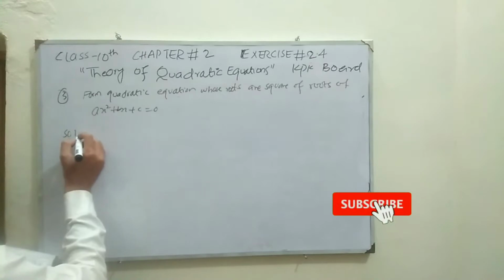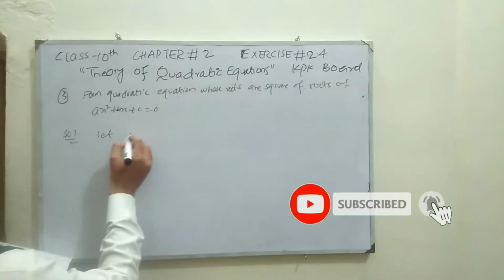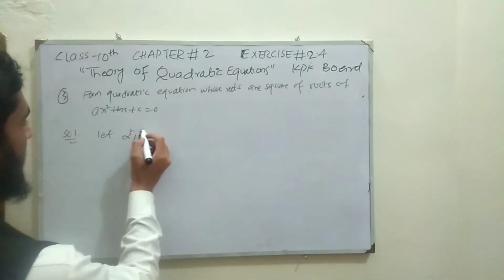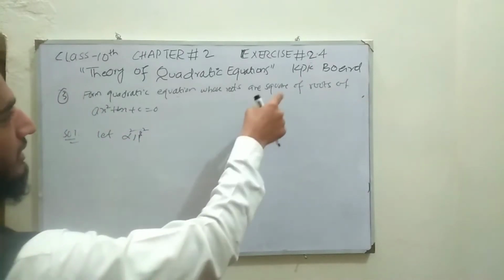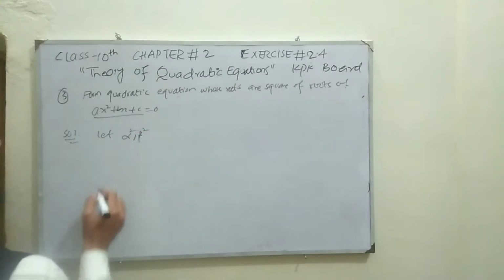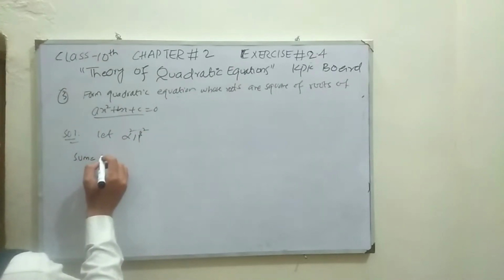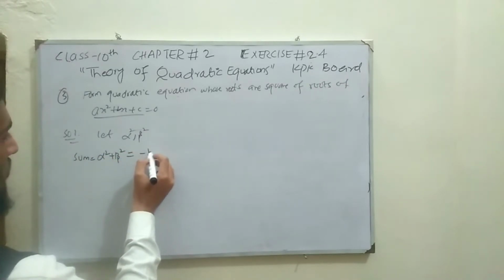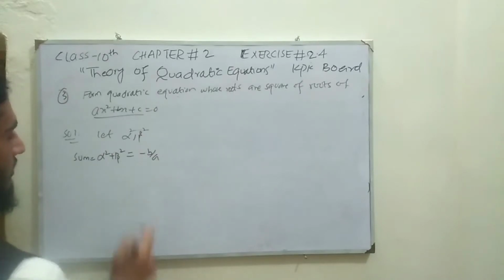Solution. Let the roots be alpha and beta. That tells us that the roots are the squares, so alpha square and beta square. Form a quadratic equation whose roots are the square of the roots of this equation. So the sum of roots is alpha square plus beta square, and the sum of roots formula is minus b over a.